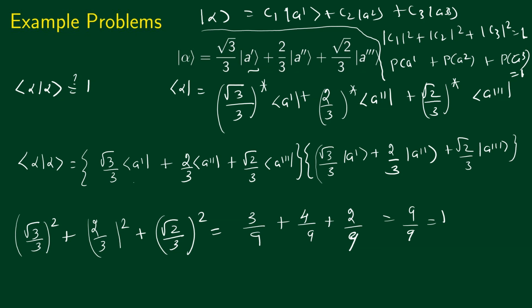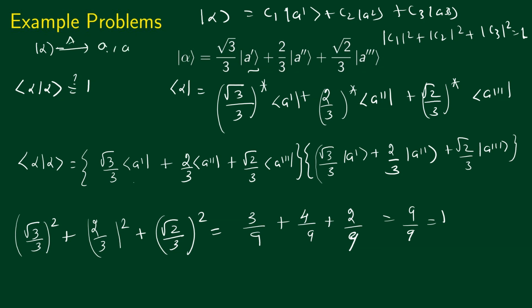It means that the sum of the probabilities over all possibilities add up to 1. The sum of the probabilities over all possibilities has to add up to 1. This is necessary for probability interpretation. Here the only possibilities are A1, A2 or A3, which means that if I measure observable A on alpha, by measurement theory, I will get either A prime, A double prime or A triple prime. I'm sure to get either of these values, which means that the sum of the probabilities for each of these values has to add up to 1.